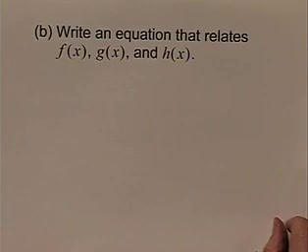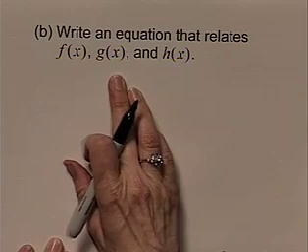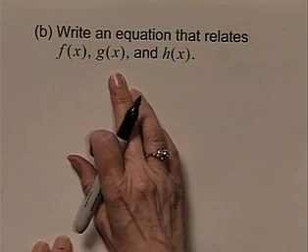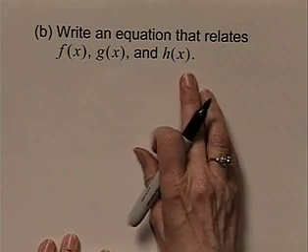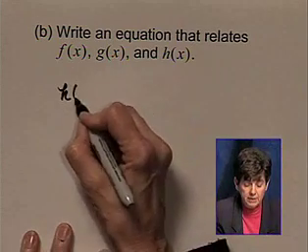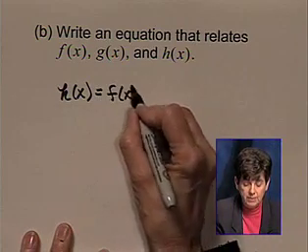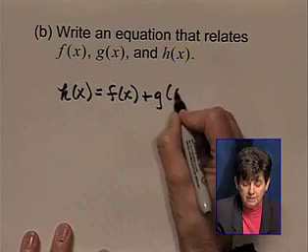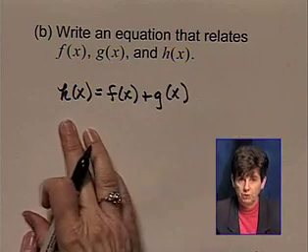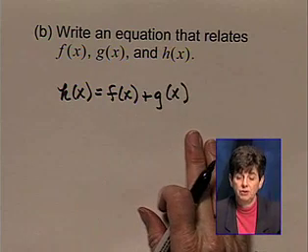Now, we'd like to write an equation that relates f of x, the amount of emissions for developed countries, g of x, the amount of emissions for developing countries, and h of x, the total amount of emissions. Well, since we added those together in our table, it makes sense that we simply add the functions. So the new function we've created, h of x, is equal to f of x plus g of x.